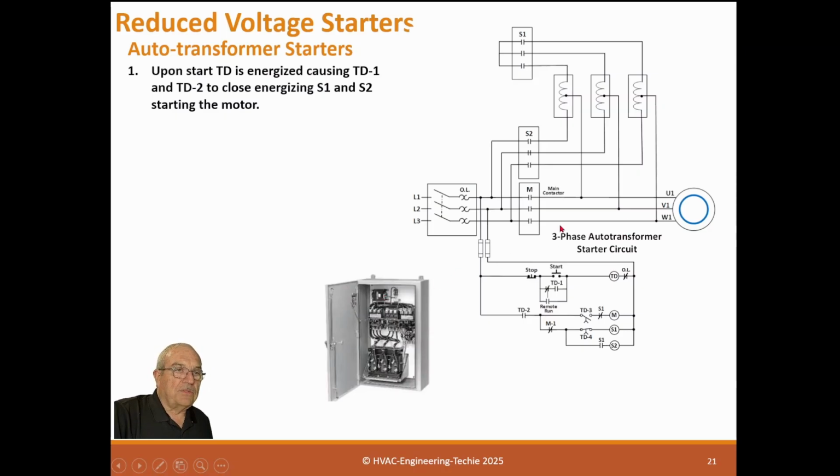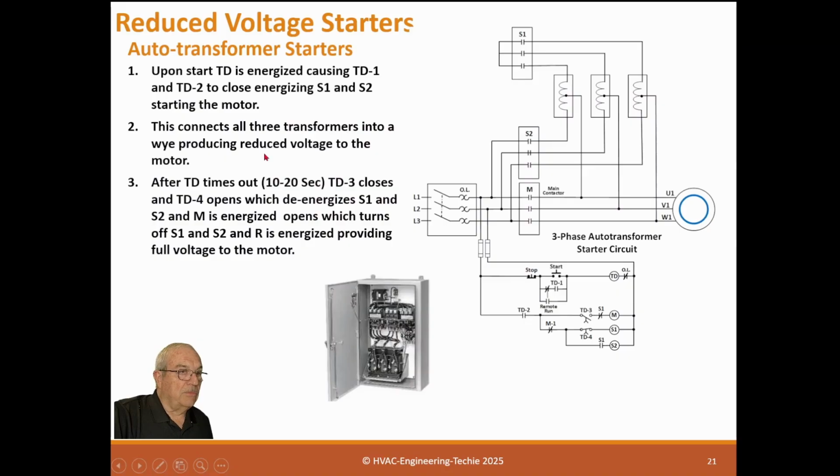So what happens when this first starts, it starts off the middle winding, which may be about 60% of voltage. And it comes down, and now this motor is seeing this 50% voltage because this is open. So it comes up through here and goes up and comes down this direction, and then these are shunted together. And that starts the motor at low speed. So then this connects all three transformers into a Y, producing reduced voltage in the motor.